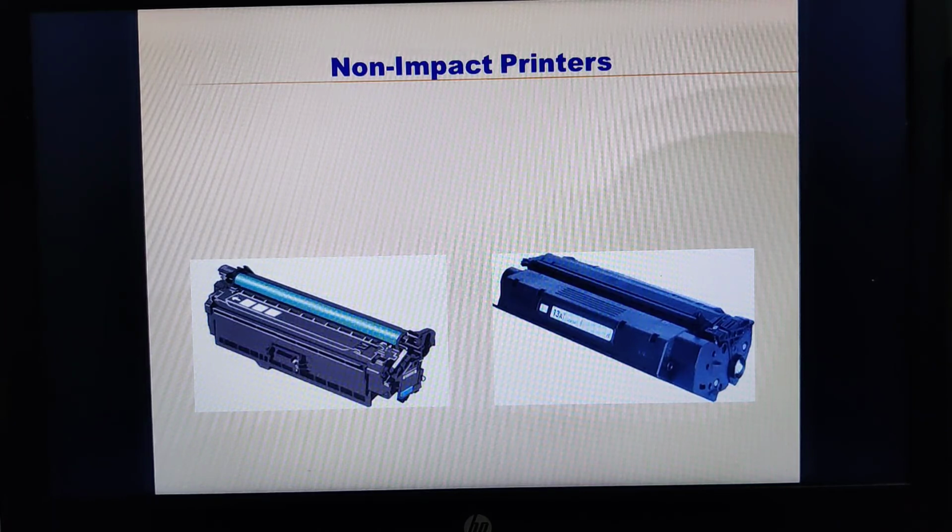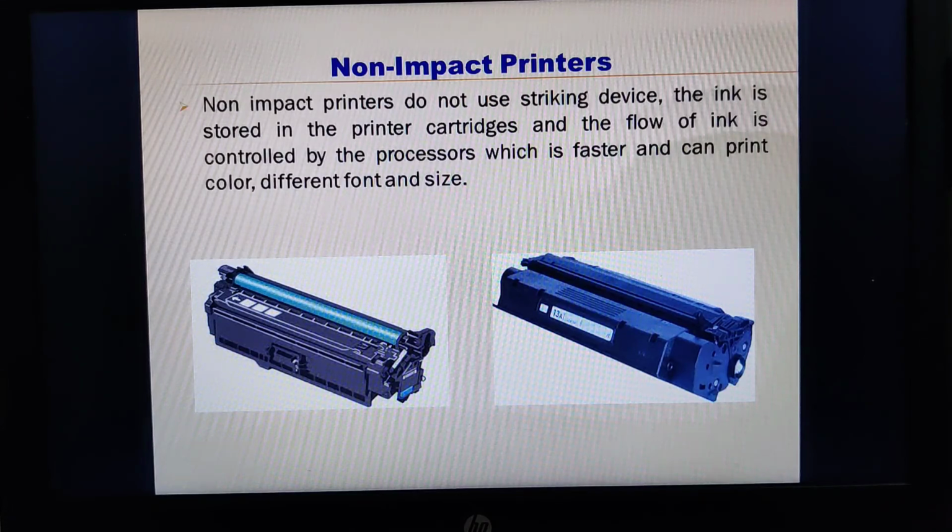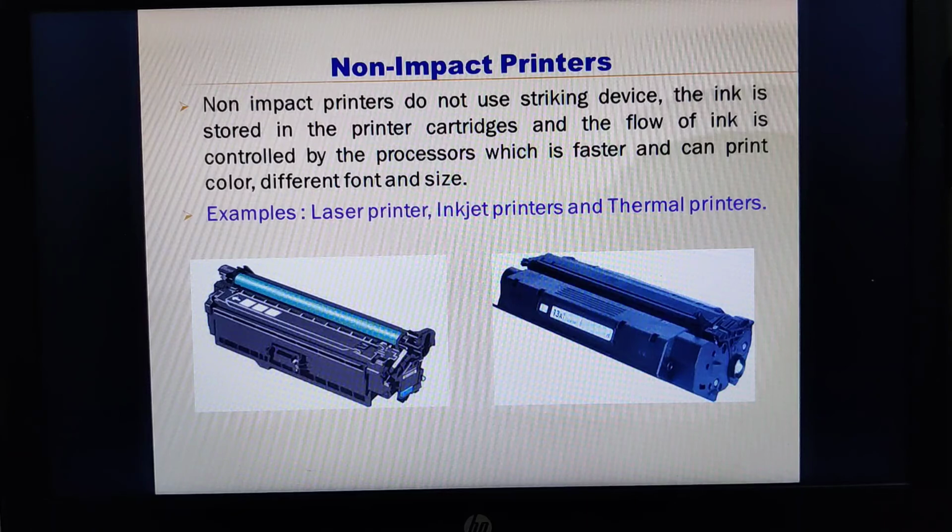So the examples for the non-impact printers are the laser printers, inkjet printers, and the thermal printers. I hope you are able to understand. Within these cartridges they use ink, and the flow of this ink is controlled by the processor itself. They support color printouts, different fonts and sizes, and they are faster comparatively to the impact printers.